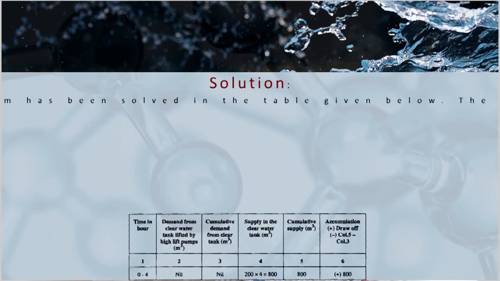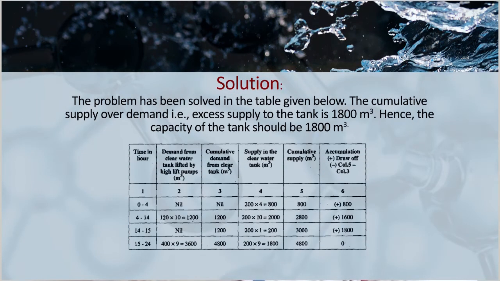So here is the solution. The problem has been solved as given in the table. The cumulative supply over demand is 1800 cubic meters. Hence the capacity of the tank should be 1800 cubic meters. So we prepared the following table for that solution.